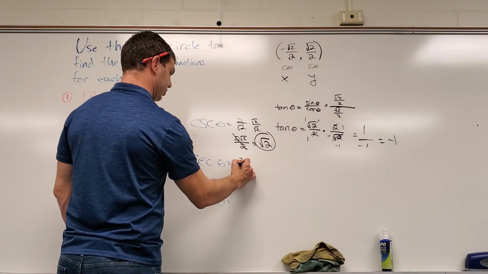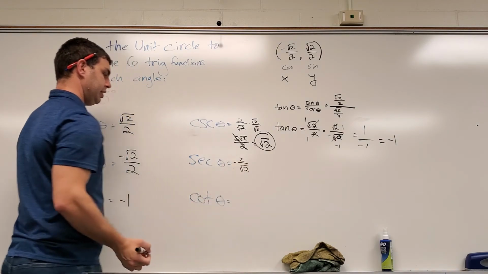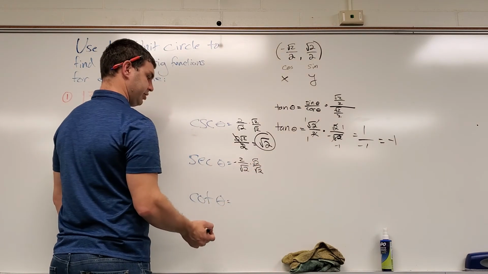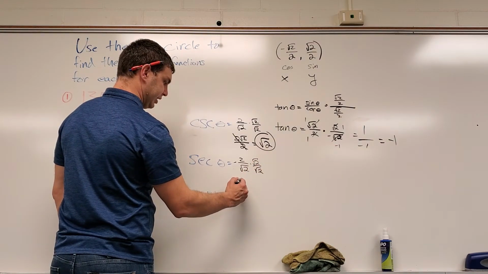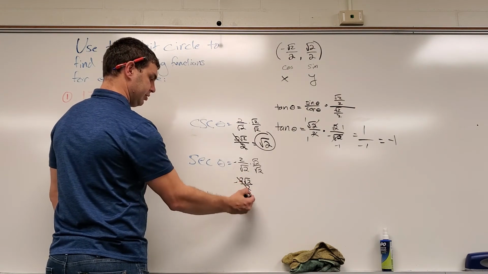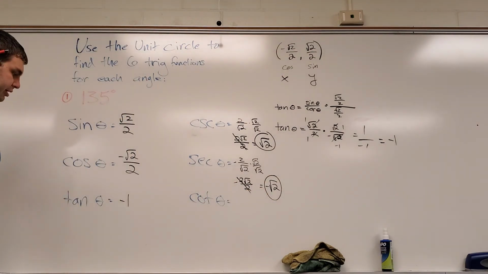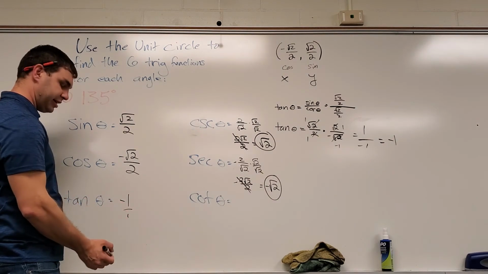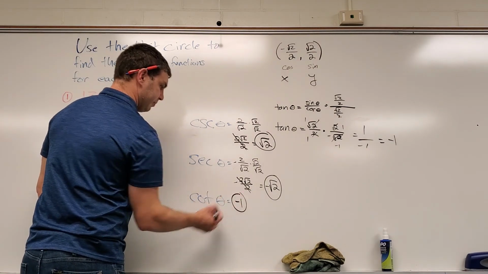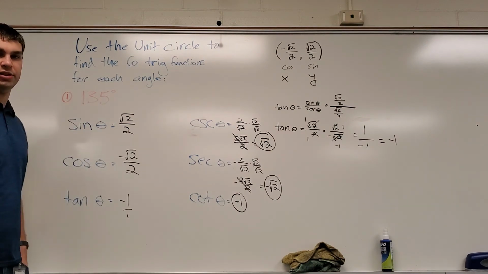Secant of theta, same thing. We flip it. So 2 over negative square root of 2. I'm going to put this negative out front. All right, and if we rationalize our denominator, times square root of 2 over itself, this is going to give us 2 square roots of 2 over positive 2 with the negative out front still. The 2's again will cancel, so this is just negative square root of 2. Then lastly, cotangent. Well, negative 1, if I put that over itself and switch it, it's 1 over negative 1, which is still negative 1. So we have successfully found all 6 trig functions for this angle, which is 135 degrees.